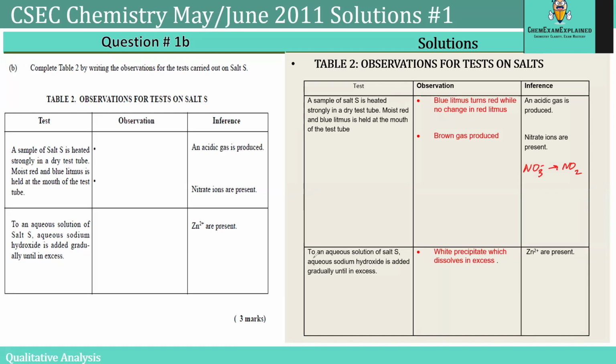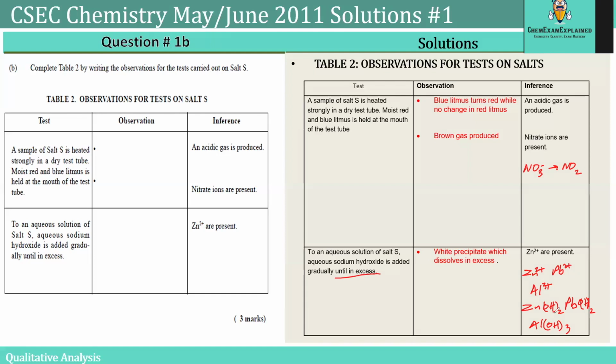For the second test, to an aqueous solution of salt S, aqueous sodium hydroxide is added gradually until in excess. The inference is that zinc ions are present. Well, let's write zinc ions, lead 2 plus ions, and aluminum 3 plus ions. They all produce the hydroxides: zinc hydroxide, lead 2 hydroxide, and aluminum hydroxide. Now, these hydroxides are all amphoteric. So after reacting with the sodium hydroxide to produce zinc hydroxide, lead 2 hydroxide, and aluminum hydroxide, that will give you the white precipitate. The excess sodium hydroxide would cause them to dissolve because they are all amphoteric.